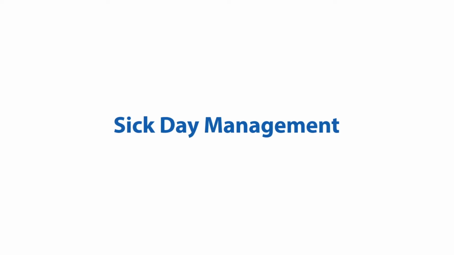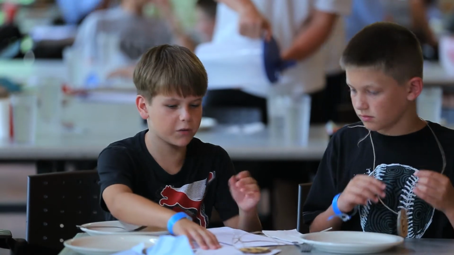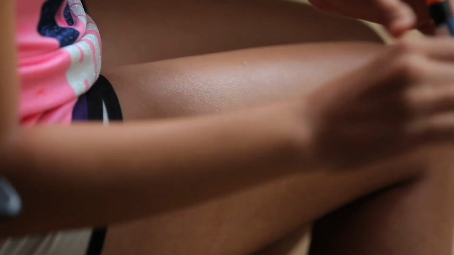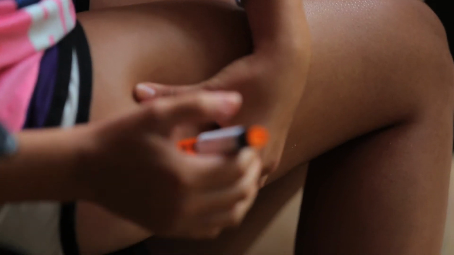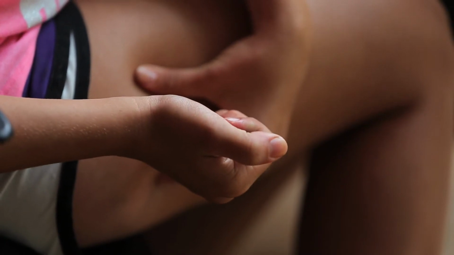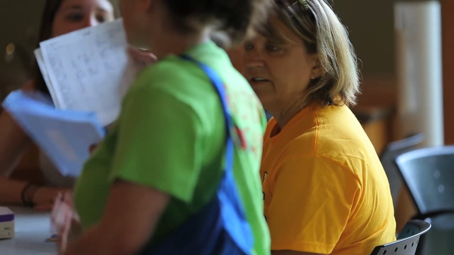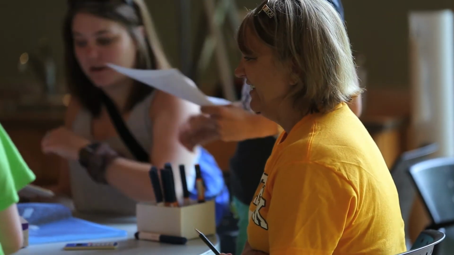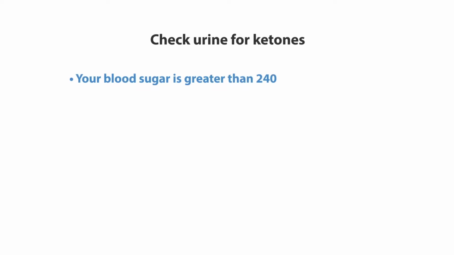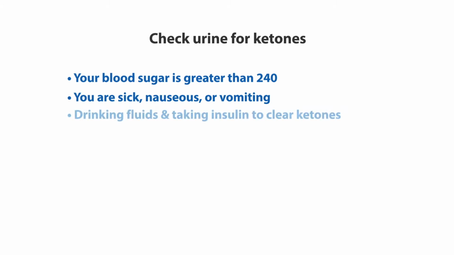Now we will discuss how to manage diabetes for days when your child is sick. Your child will need extra care on the days they are ill. Do not skip insulin when your child is ill, even if they're not eating or are vomiting, unless blood sugar is less than 70. This should be done only after talking with the diabetes team. Check urine for ketones if your child's blood sugar is greater than 240 or if they're sick, nauseous, or vomiting. Both drinking fluids and insulin are needed to clear the ketones.